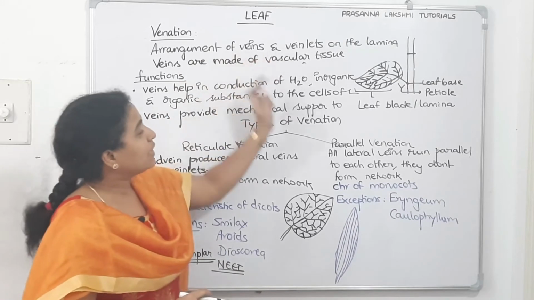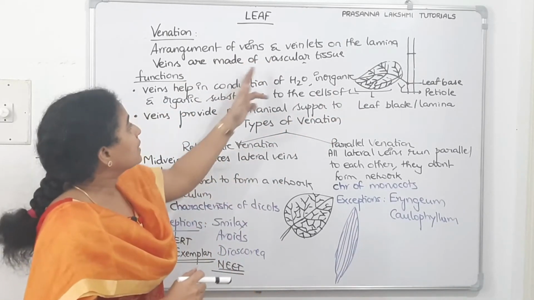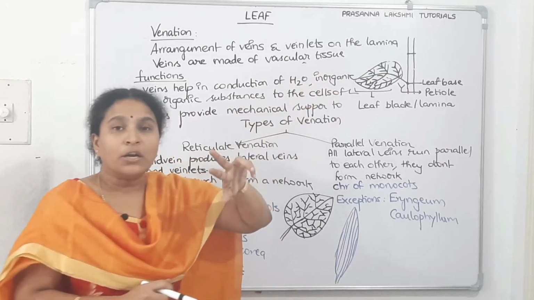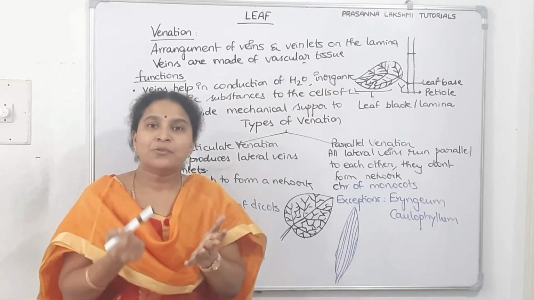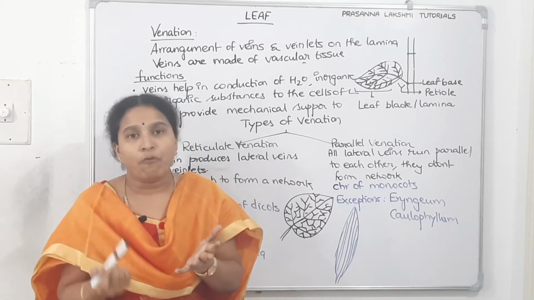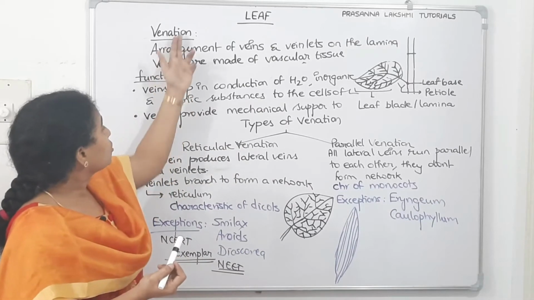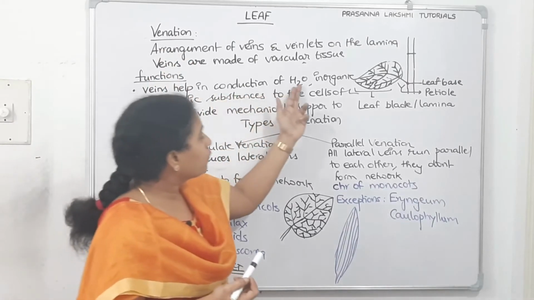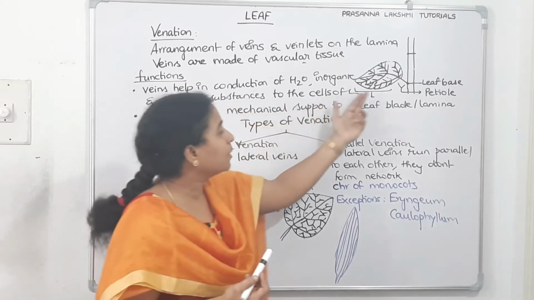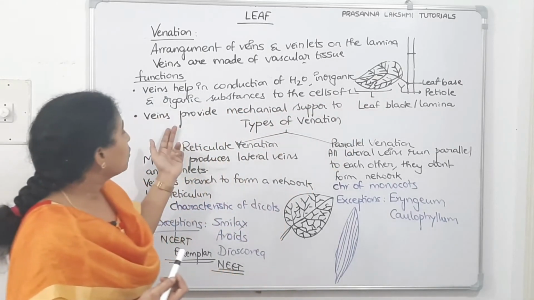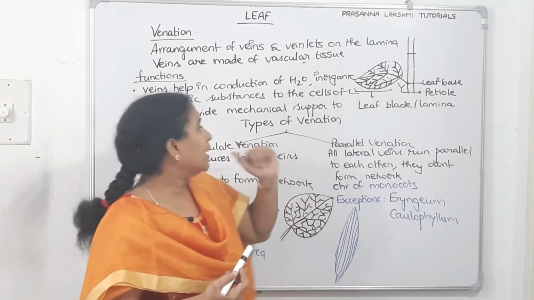So what is venation? Arrangement of veins and veinlets on the lamina is called venation. Now what are veins made of? Veins are made up of vascular tissue. What do you mean by vascular tissue? Xylem and phloem. Xylem helps to conduct water and minerals. Phloem helps in conduction of food. Now what are the functions of veins? Veins help in conduction of water, inorganic means minerals, and organic means food substances, to all the cells of the lamina. Veins also provide mechanical support to the lamina.